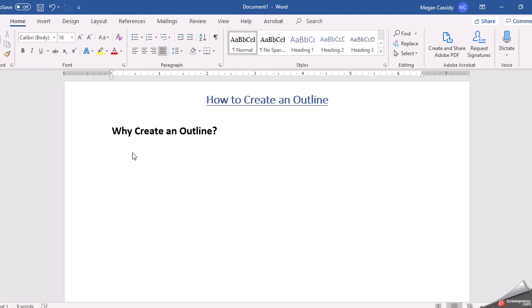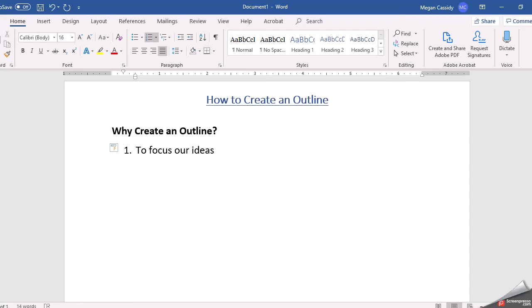So the first thing I want to do is talk about why I have people do an outline. There are a couple reasons. Number one, to focus our ideas. The first step of doing an outline is to take your topic, take all of your research, and figure out what aspects of your topic you want to focus on. So that's sort of the first step. And I'll give you an example of that in a moment.